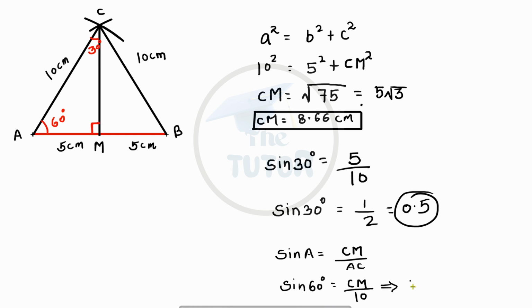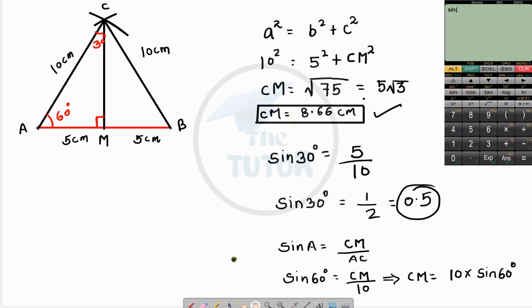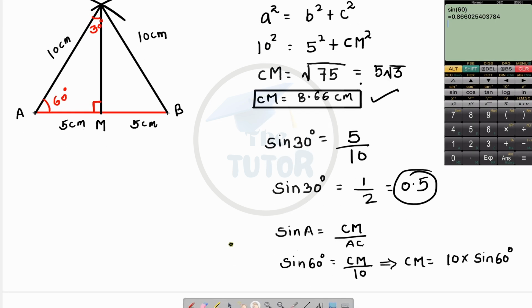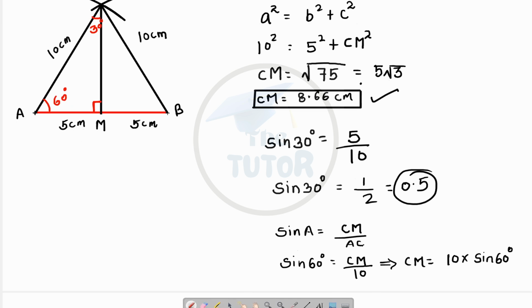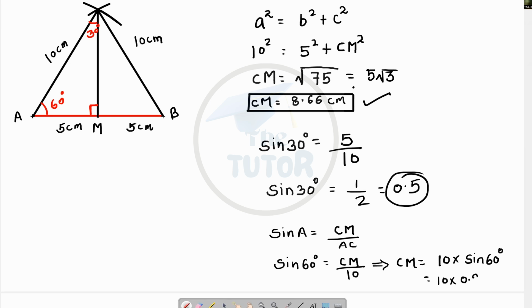So CM is equal to sine 60 times 10. What is the value of sine 60 degrees? It's 0.866. So CM is equal to 10 times 0.866, so the final answer is 8.66. That's what we calculated using the Pythagoras theorem as well, right?